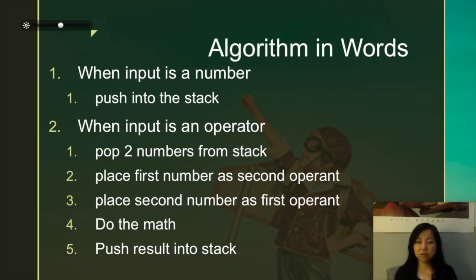So in words, this is how the algorithm works. That's what we are going to write in our program. When the input is a number, we push it into the stack. When the input is an operator, we pop two numbers out of the stack. We place the first number as the second operand, place the second number as the first operand, do the math, push the result into the stack and then you repeat basically the whole process.